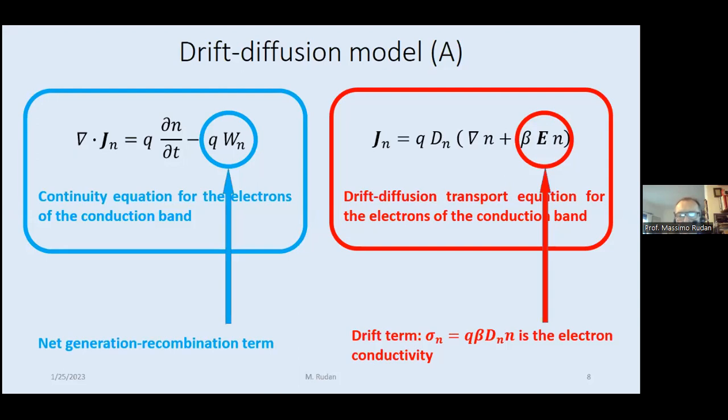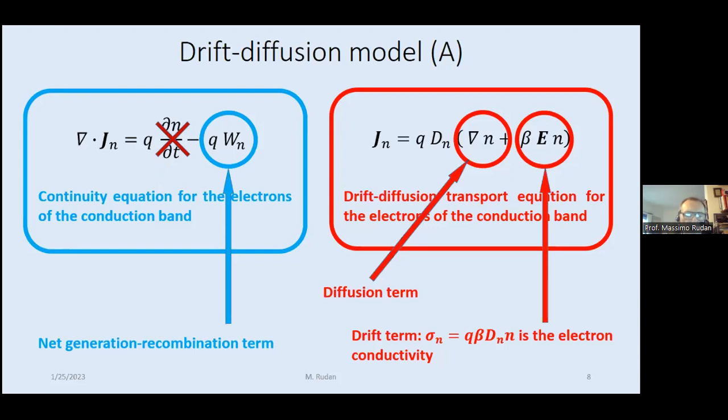However, in a semiconductor, we have another term that is the diffusive term. And this diffusive term is present because, in contrast to what happens in metals, in which the concentration of the electrons is uniform, in semiconductors, due to the strong variation in space of the dopant concentration, we have a gradient of the concentration of the carriers that is non-negligible. A similar situation is present for the holes. We shall see it in the next slide.